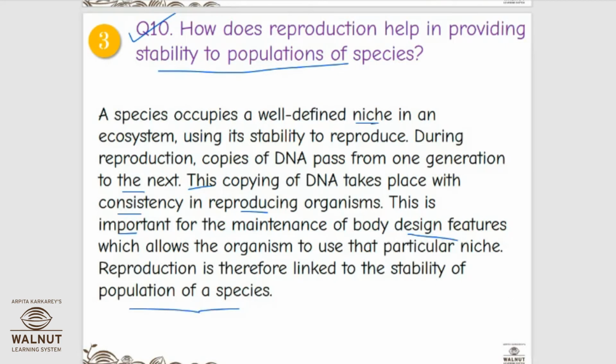So for a particular species, for example, a particular turtle species, when they are reproducing, they are passing on their genes or their DNA from generation to generation, and hence it is giving stability to the population and their species are surviving.